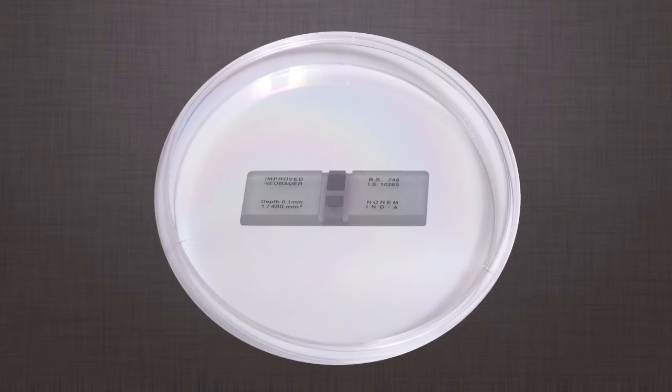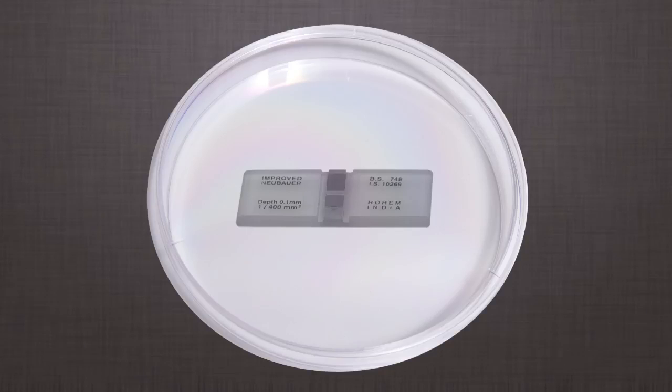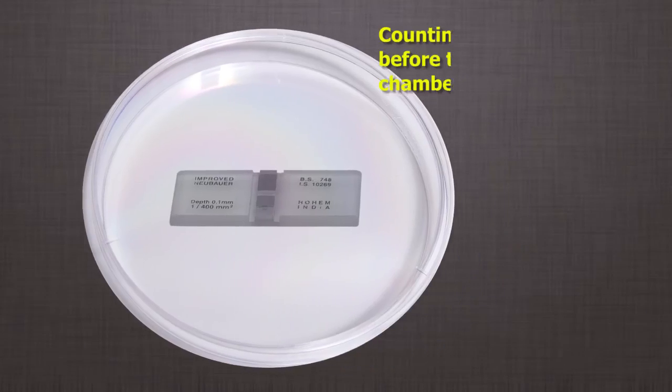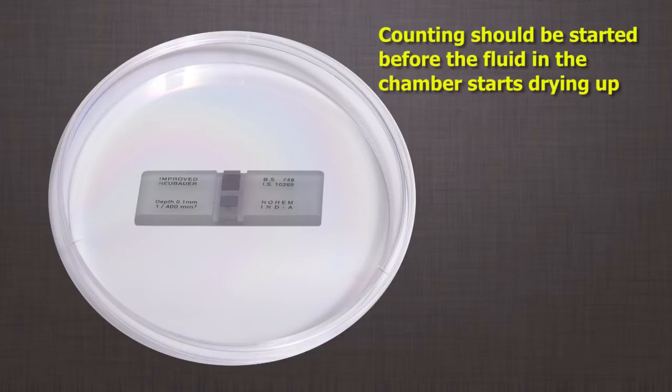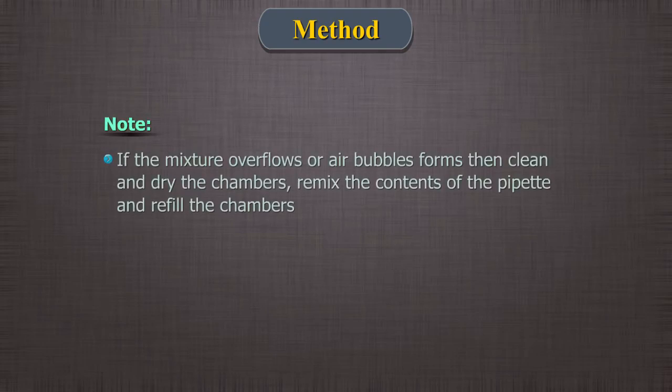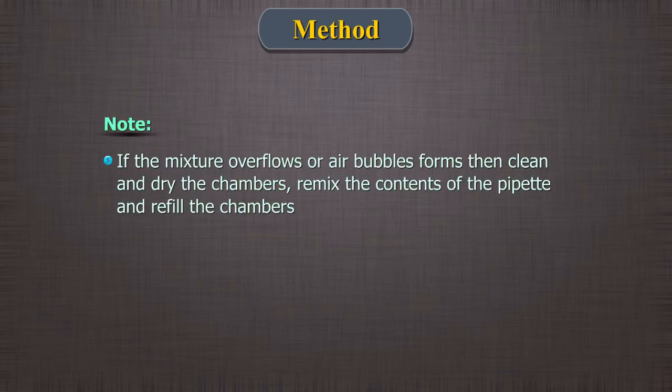4. After charging the chamber, keep it in a moist Petri dish for 20 to 30 minutes to allow platelets to settle down. Counting should be started before the fluid in the chamber starts drying up. Moistened filter paper or cotton retards evaporation of diluted specimen while standing. Note: if the mixture overflows into the moat or air bubbles occur, clean and dry the chambers, remix the contents of the pipette, and refill both the chambers.